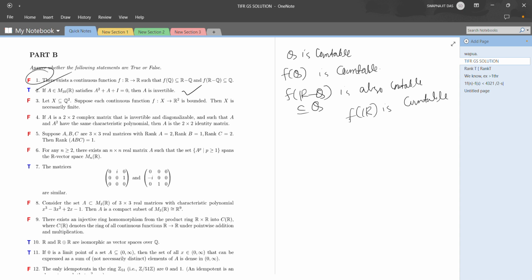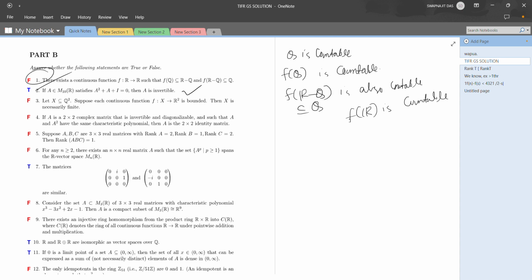Now, problem number 3. X is a subset of Q². Suppose that each continuous function f from X to R² is bounded, then X is necessarily finite. Okay, this is the question. You have a continuous function from X to R² which is bounded, right? Then it claims that X is necessarily finite, which is very strong. So in most cases it should not be true.